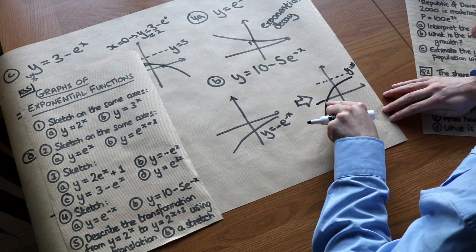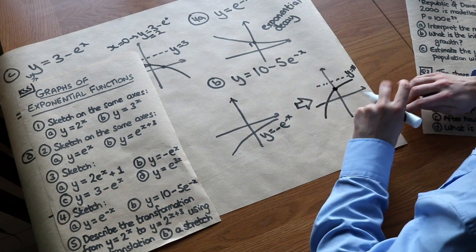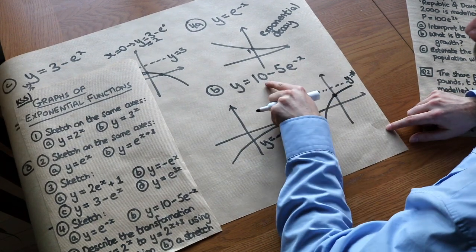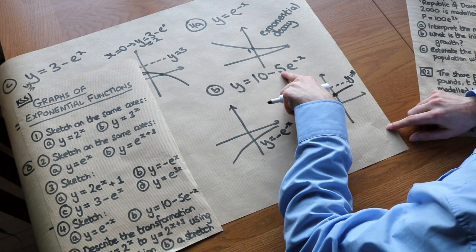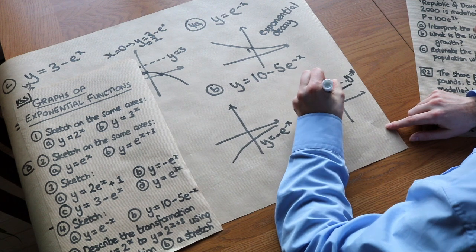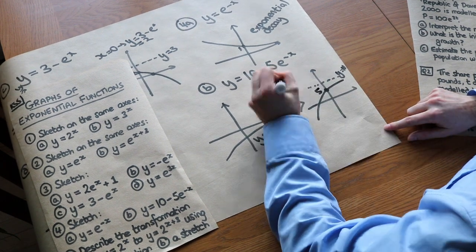Now I'm not going to work out the x-intercept, but I am going to work out the y-intercept. If you make x 0, you get 10 minus 5e to the 0. That's 10 minus 5 times 1. 10 minus 5 is 5. So it looks like this.